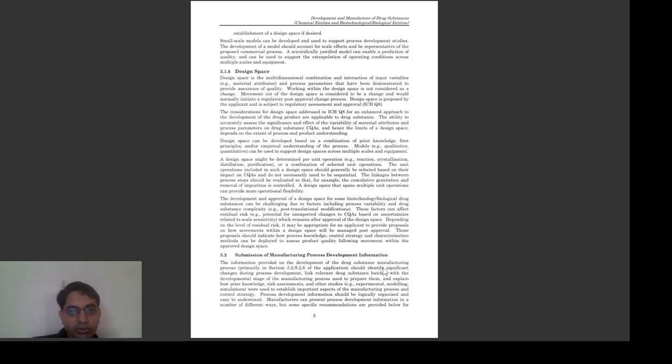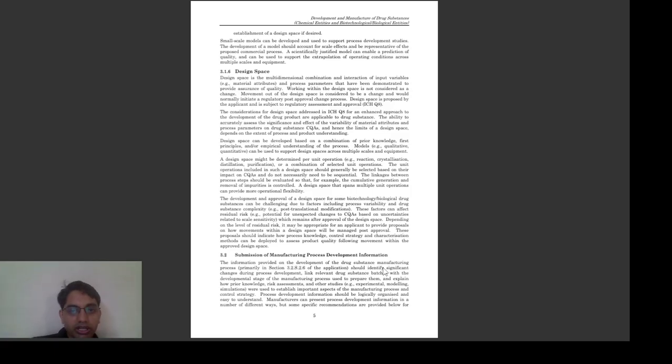Small scale models can be developed and used to support process development studies. The development of models should account for scale effects and be representative of the process and materials. A scientifically justified model can enable prediction of quality and can be used to support extrapolation of operating conditions across multiple scales and equipment.